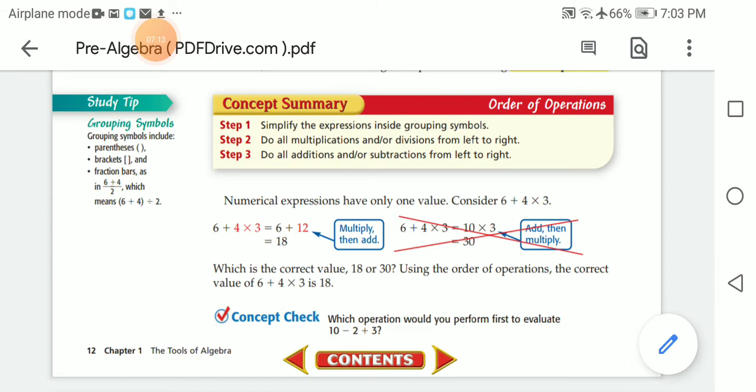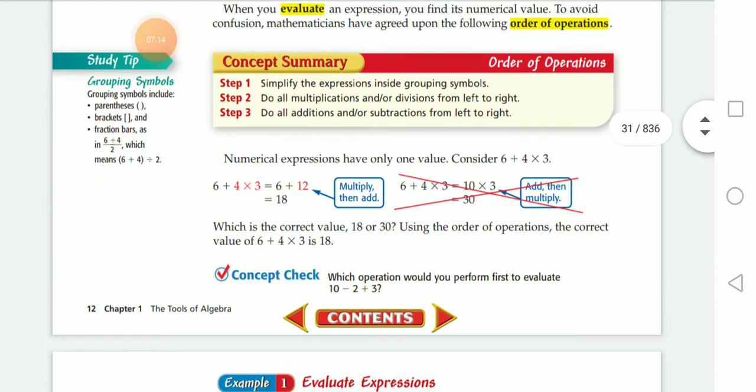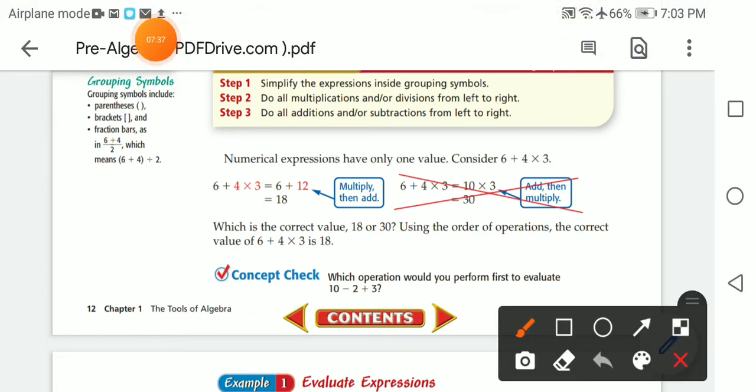Numerical expressions have only one value. If my colleague here and I calculated this numerical expression, if he gives a number and I have another number, then one of us is wrong. The numerical expressions have only one value, only one right value.